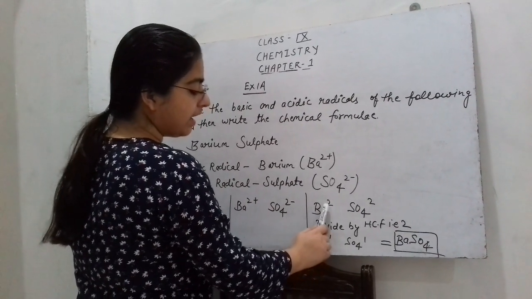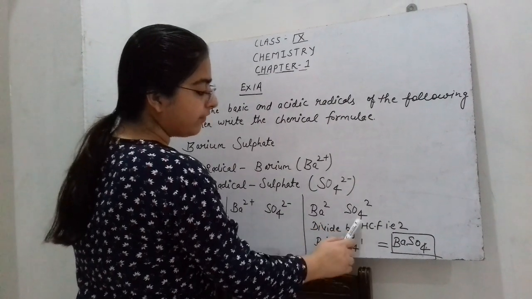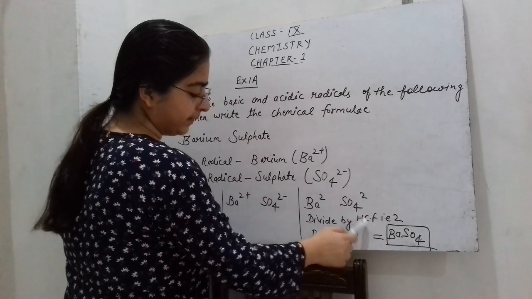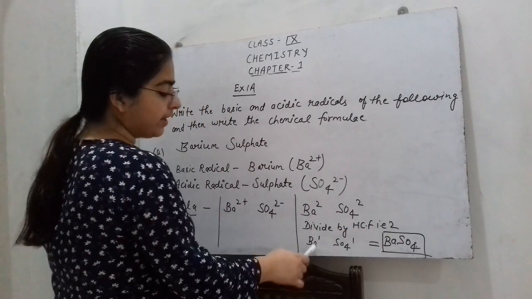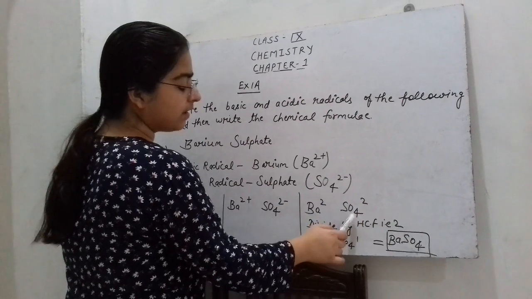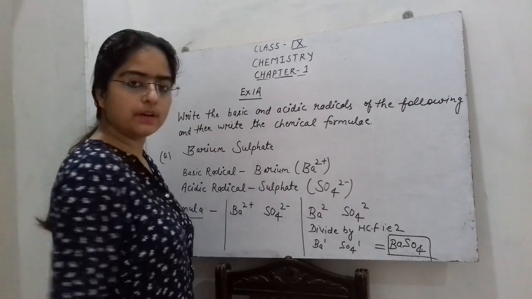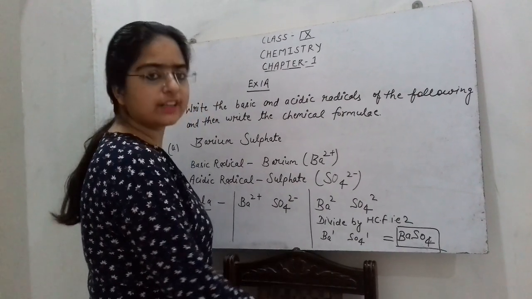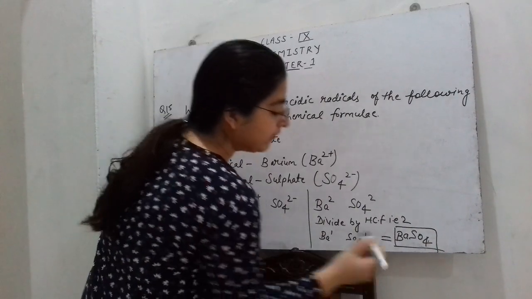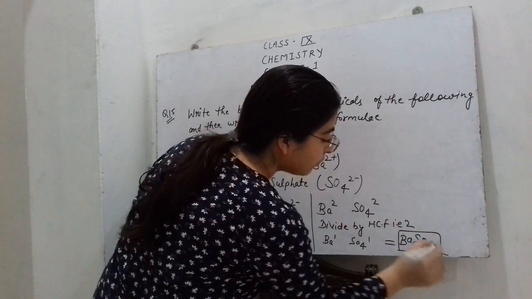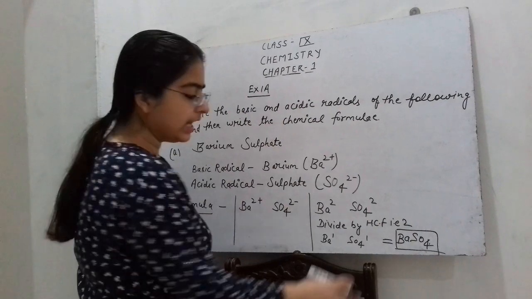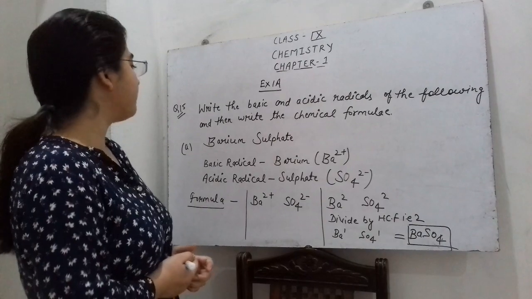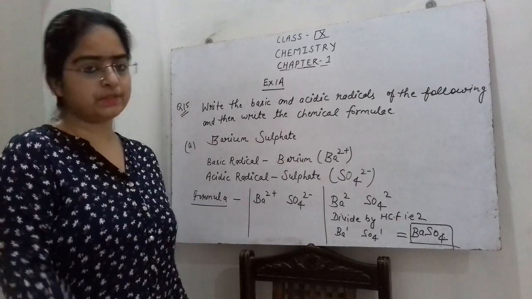It will become Ba and the valency will become 2, and sulfate, its valency will become 2. Now we will divide by the highest common factor here, that is 2 only. So here it will come 1, and the valency of the sulfate ion will also come 1. Now whenever we cross over the valencies, it will come Ba1 and SO4 1. And we don't usually write the 1, and therefore the compound formed will be barium sulfate. In this way, different other parts of question number 15 can also be done.